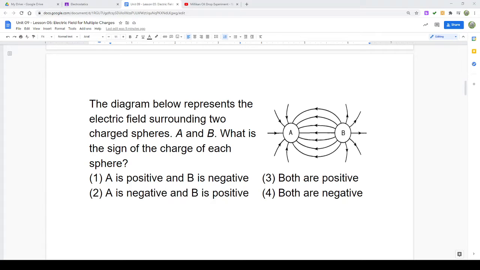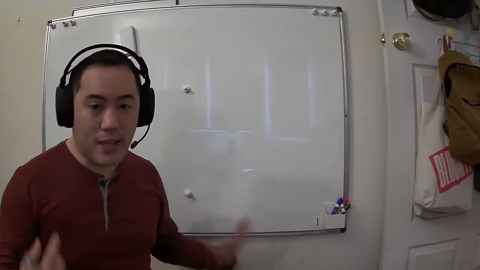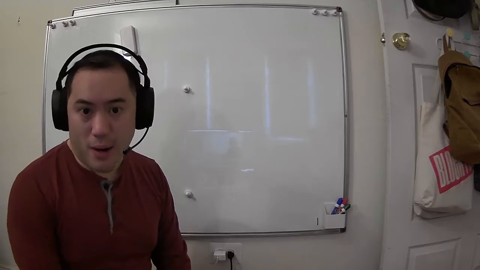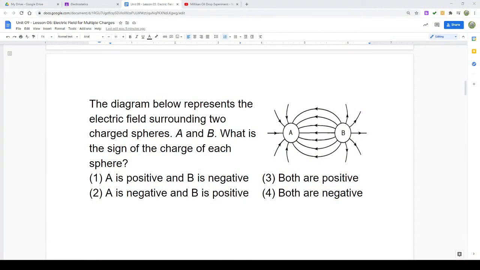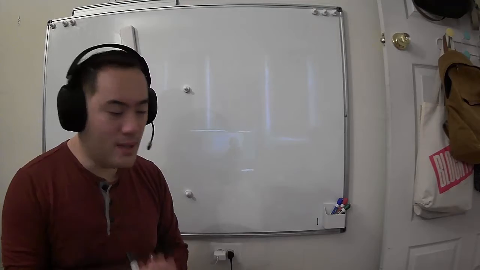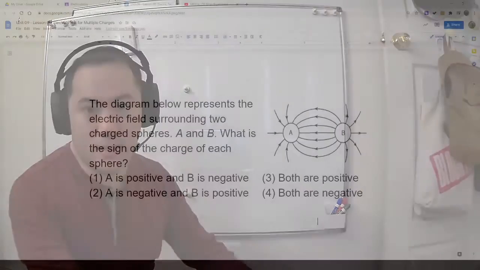B. Two. Because the arrows point towards A and away from B. When we're talking about electric field diagrams, we always imagine a small positive test charge. A small positive charge would be repelled by B, attracted to A. So A is negative, B is positive. Hooray! Okay, let's watch a quick video reviewing the Millikan oil drop experiment.